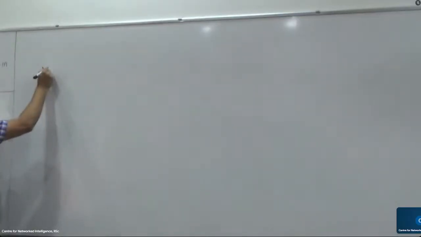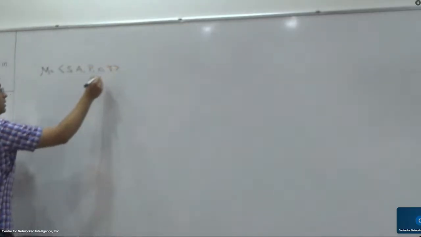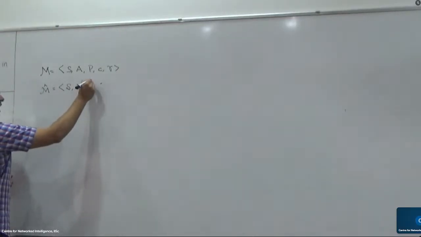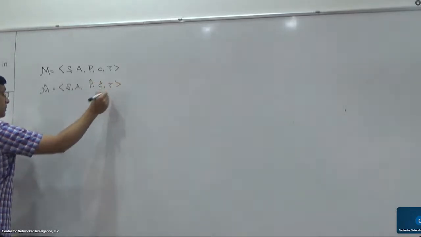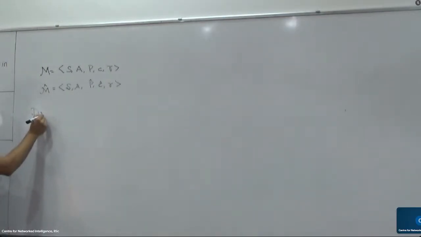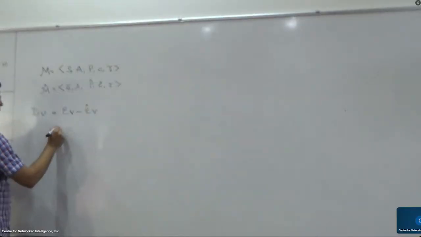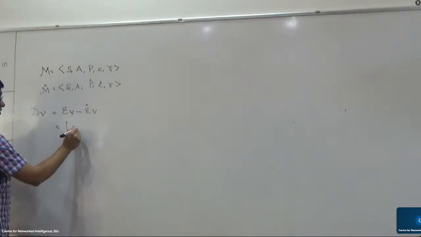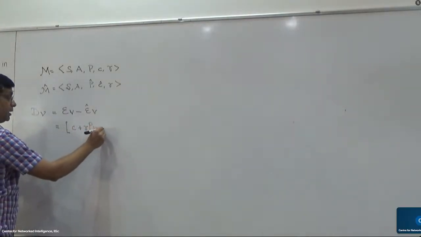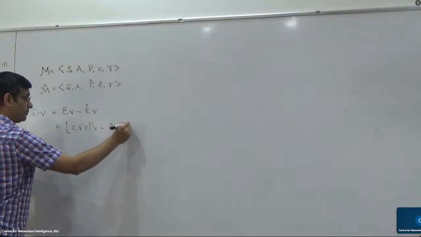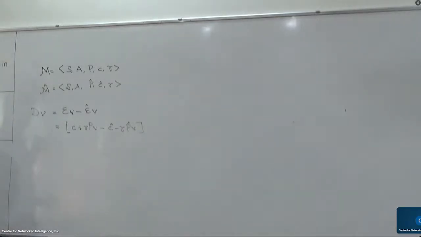My setup was, recall, M is S, A, and now I'll say P, C, and gamma, and I have an approximate model which is S, A, P hat, C hat, and gamma. And my mismatch functional, again, this will not depend on time. This is E of V minus E hat of V, which becomes equal to C plus gamma PV minus C hat minus gamma P hat V. So I want to understand what happens to my error in terms of this.